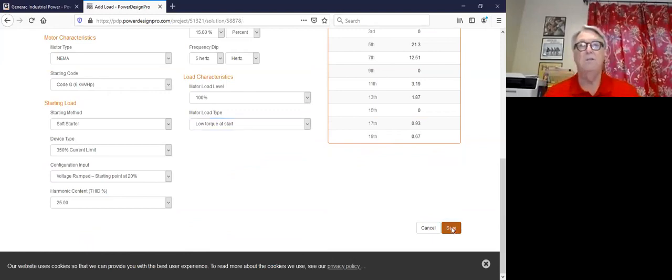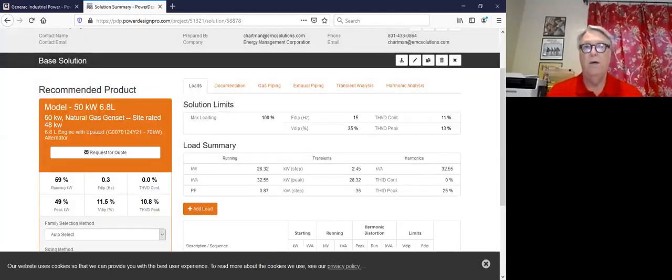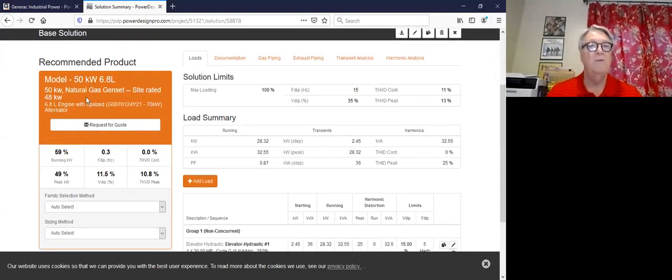and you'll notice that we end up with a 50 kilowatt generator. It's site rated, in other words, for elevation at 48 kilowatts. And we have an upsized alternator. It's very important that you take a look at that. This has given us an upsized alternator.